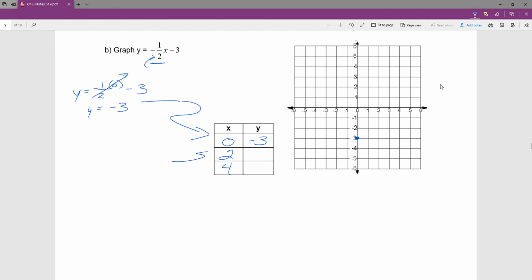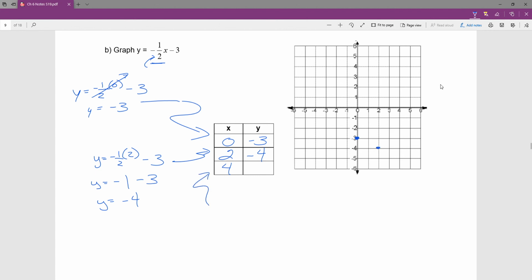The next one here, I've got that x equals 2, so y would equal -1/2 times 2, and -3. Take a moment with the fractions. You have -2 over 2, or -1 minus 3, and y would equal -4 then. And so I can fill that into the chart, so it's in a nice neat spot here for me to graph it. So I'd have 2 and -4 as the next point on my graph.